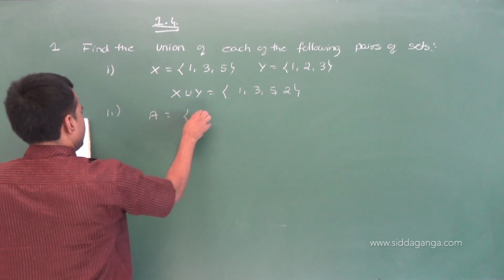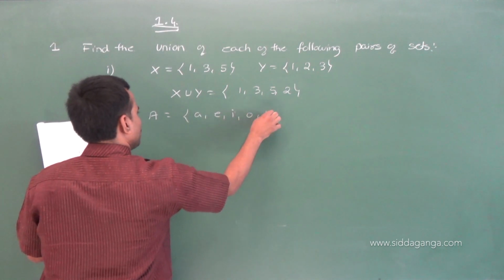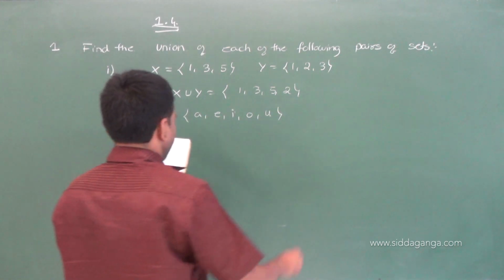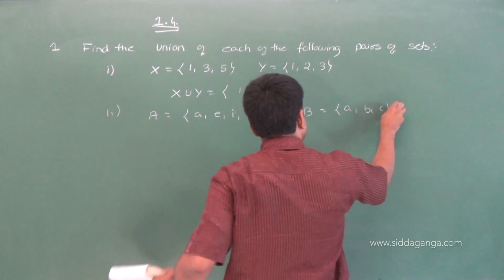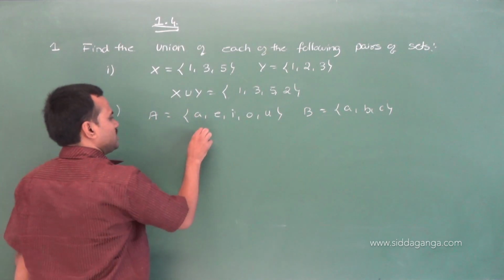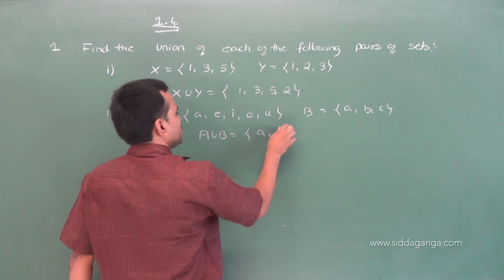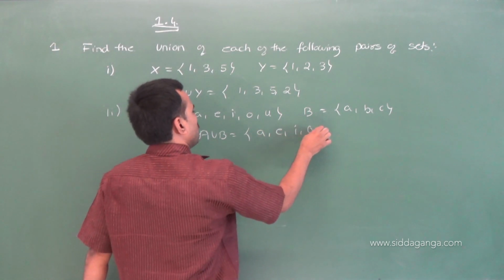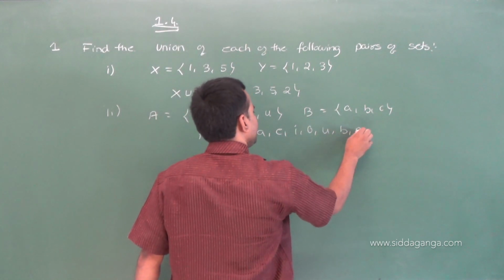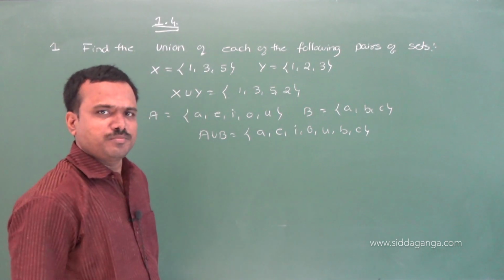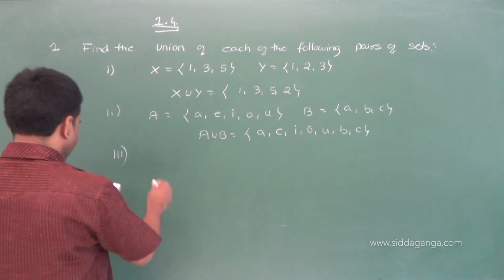Second problem. A is equal to {a, e, i, o, u}. B is equal to {a, b, c}. Then write the answer also. A union B: a, e, i, o, u. A is repeated, only two elements are new, b, c. Correct? Third problem.